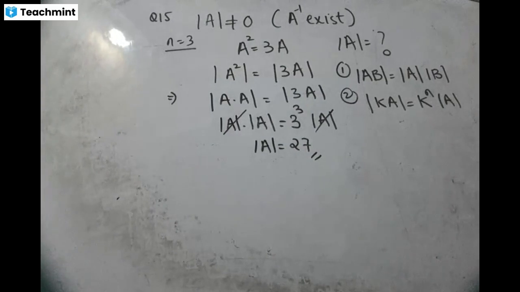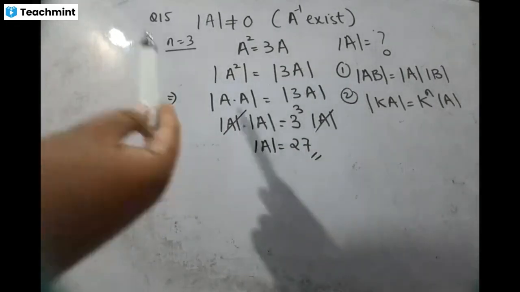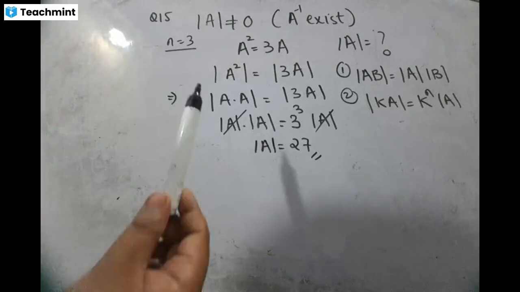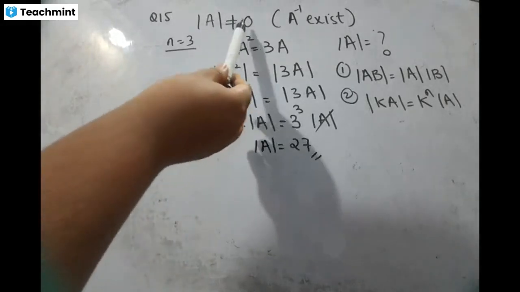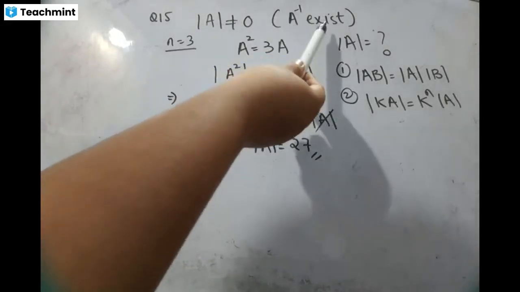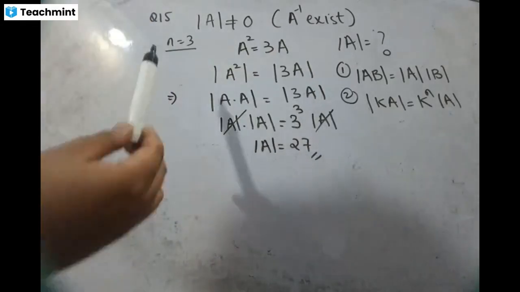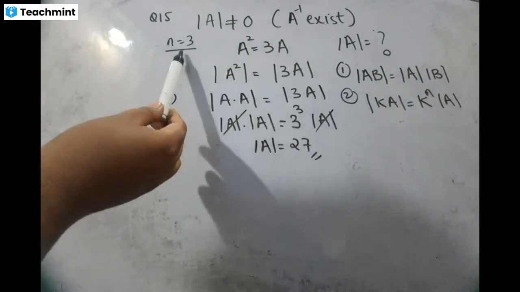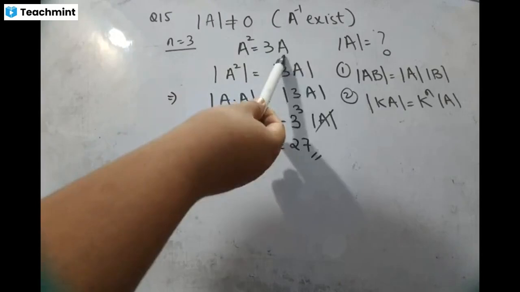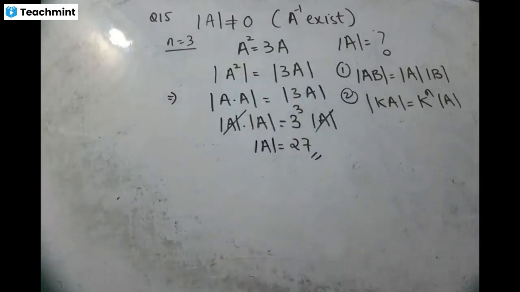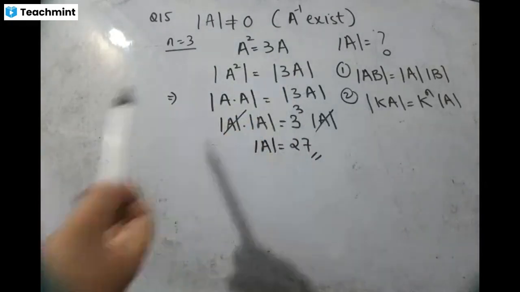Those who joined late, let me explain one more time. They have said that A is a non-singular matrix. Non-singular matrix means the determinant of A is not equal to 0. That means A inverse exists. Next, the order of the matrix is given to be 3 and it is given A square equal to 3A. I have to find the determinant A. So see how I did it. I apply determinant on both sides.